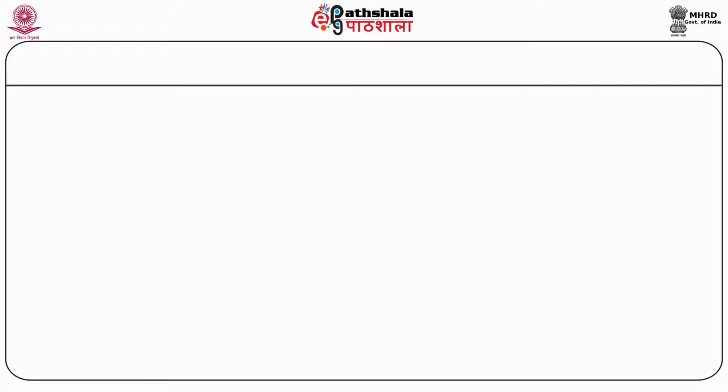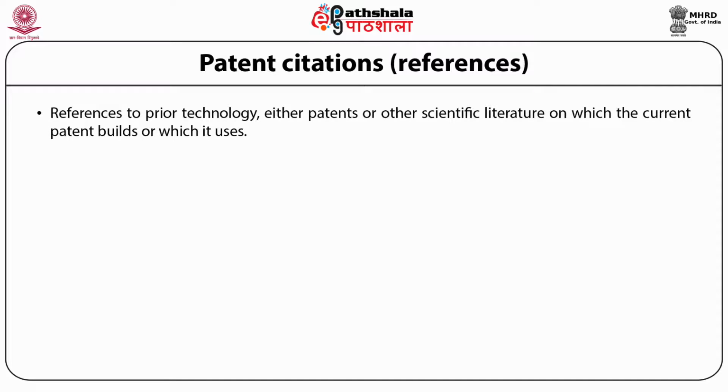Friends, we are examining further details of aspects of the patent documents which are relevant to us. This is what is shown in the patent citations. Patent citations means references to prior technology, either patents, or citations to scientific literature on which the patent builds or which it uses. This is to a large extent similar to the citations which we give in a paper.